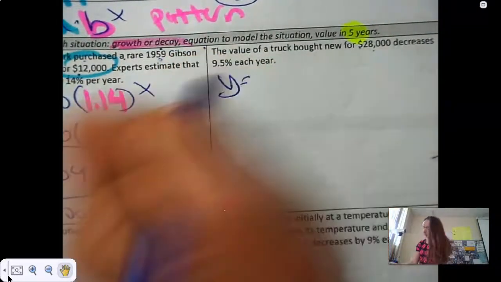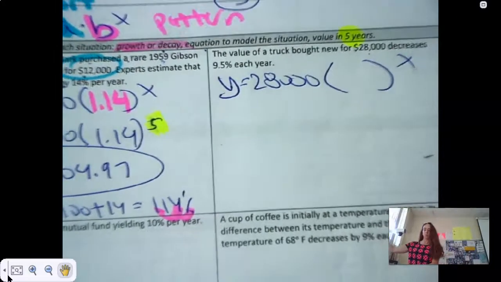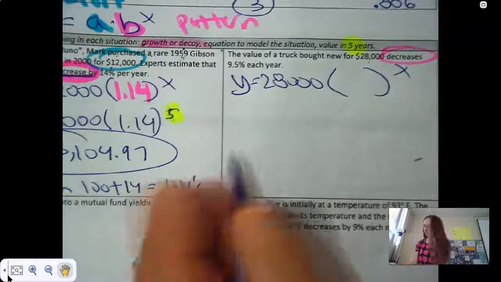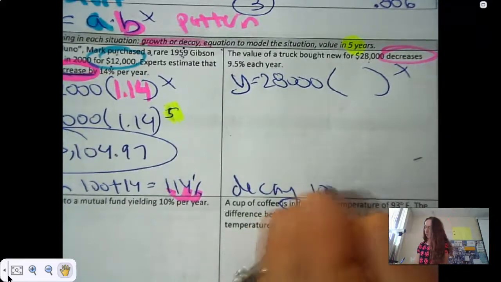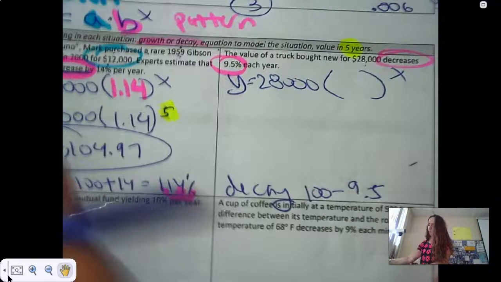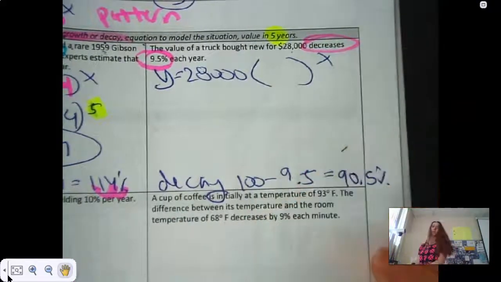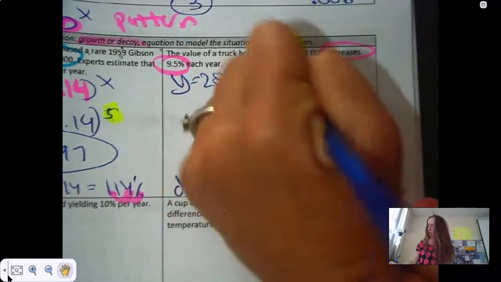All right, this time I bought a brand new truck, 28 grand. That's my start. But it says that it decreases. So let me show my pattern there. If it decreases, that means it's decay. So I'm not more than 100%, I'm going to be less than 100%, and by 9.5. So 100 minus 9.5 is 90.5%. But then I have to move it twice. 0.905.